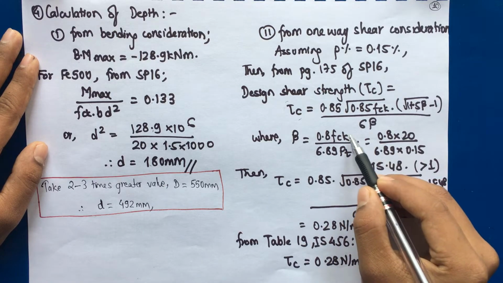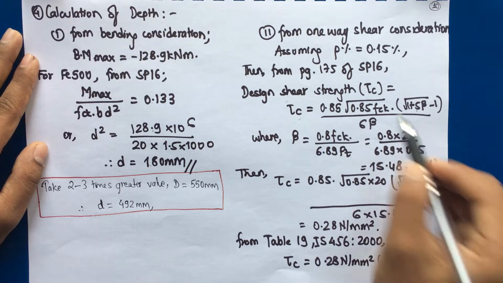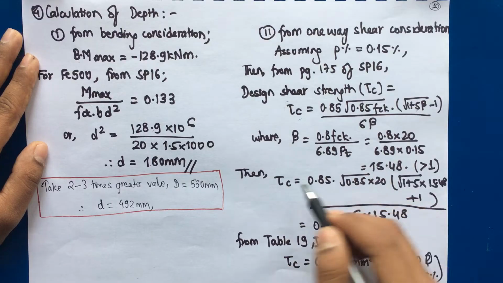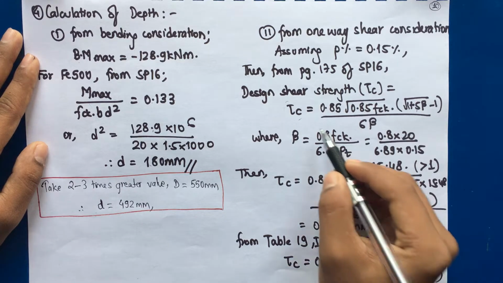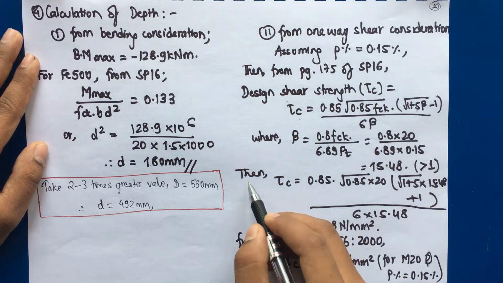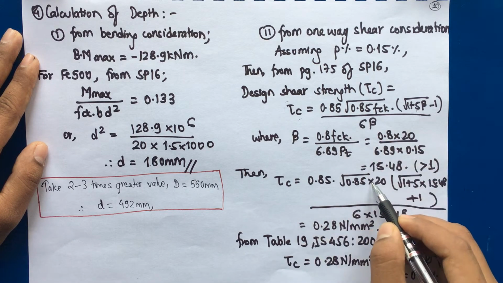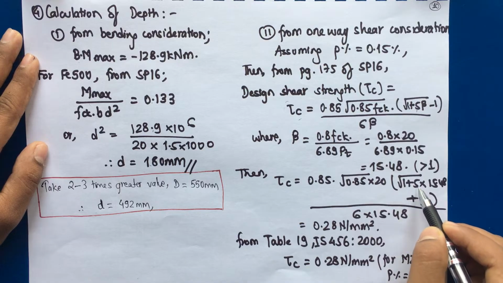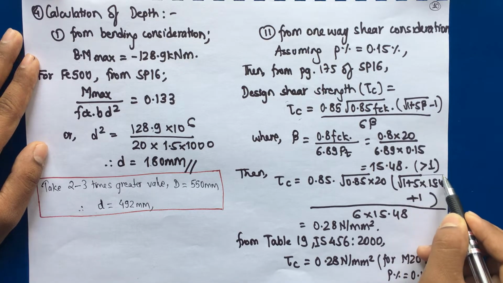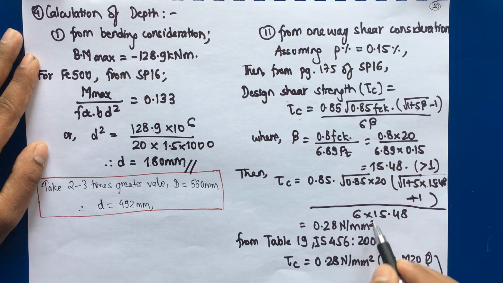Beta is 0.8 into 20, considering fck as 20, divided by 6.89 into 0.15, because we have considered the percentage of steel as 0.15. This comes as 15.48, and the value of beta should not be less than 1. If it is less than 1, take the value of beta as 1. Then tau c we can compute: substitute the values, 0.85 under root 0.85 into 20, 1 plus 5 into 15.48, this is the whole bracket up to this term, minus 1, this is minus 1 not plus 1, divided by 6 into 15.48, we get 0.28 Newton per mm square.